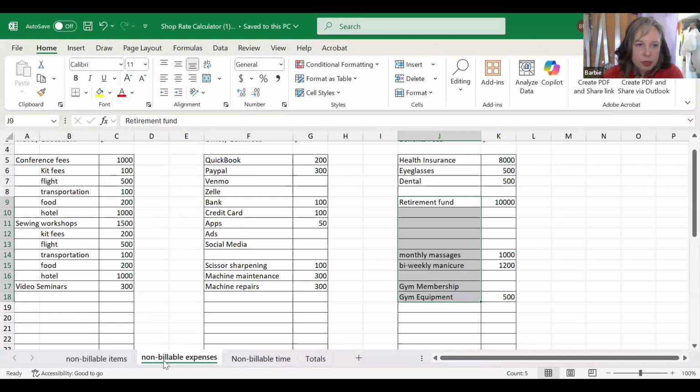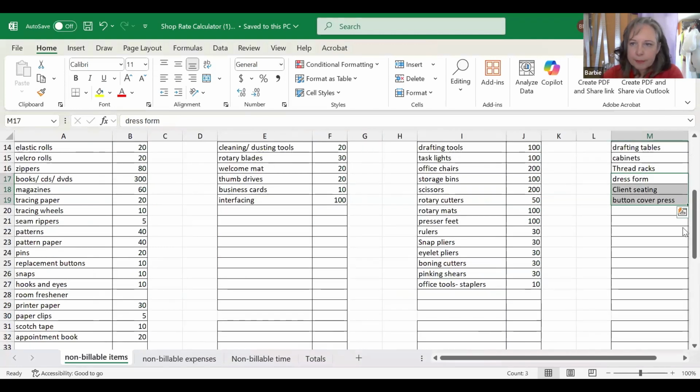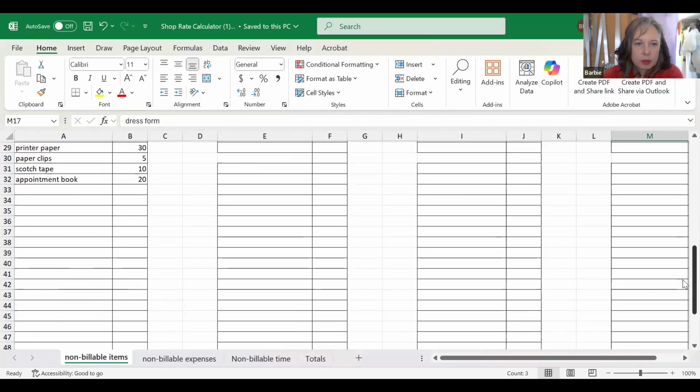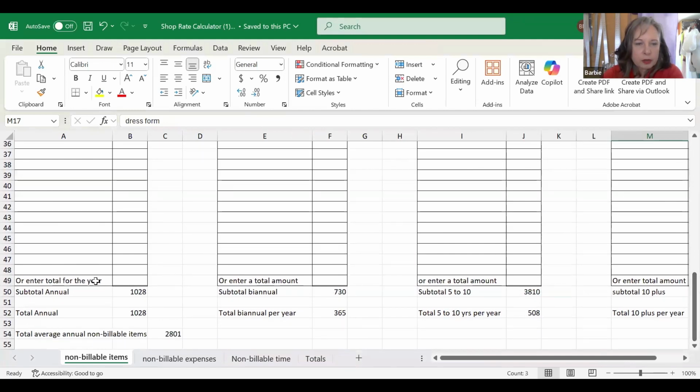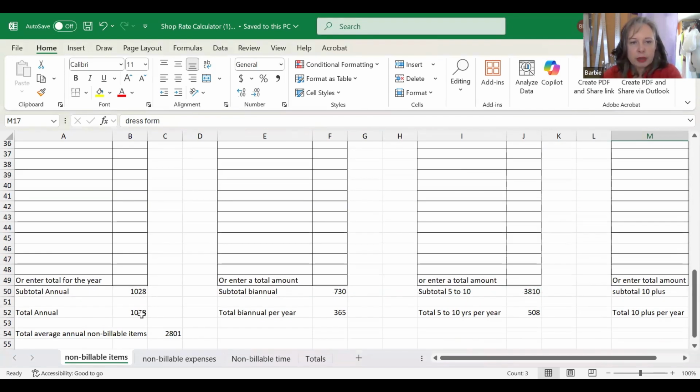Okay, got numbers put in there. You can enter a total for the year. So here's my annual for my annual expenses, and here's the total for the annual expenses. Here's my biannual buy or try.